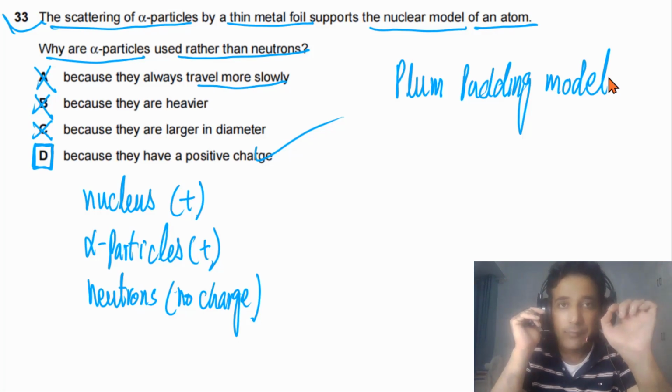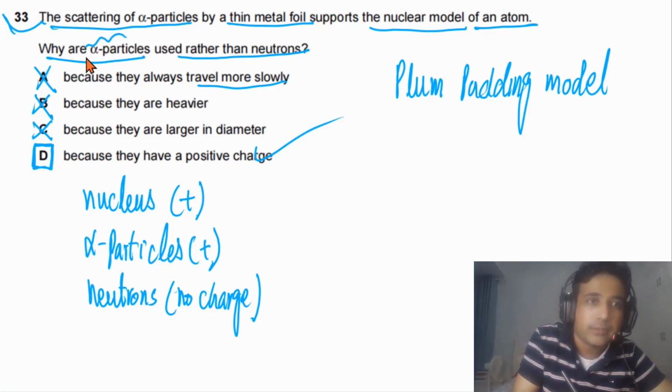He used alpha particles, not neutrons, because with neutrons there would be no interaction. So that's the reason alpha particles were used.